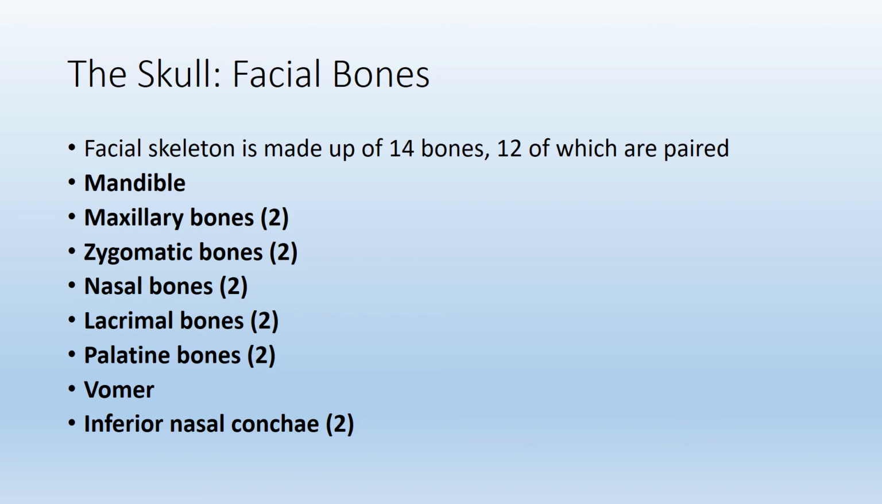Next, we have two maxillary bones, the upper jaw, two zygomatic bones. Those form the blunt of your cheekbone. Two nasal bones, which form the bridge of the nose, where your glasses sit. Two lacrimal bones, two palatine bones, the vomer, and two inferior nasal concha.